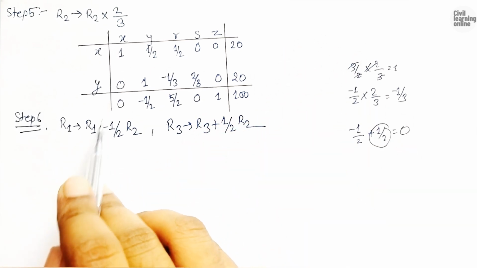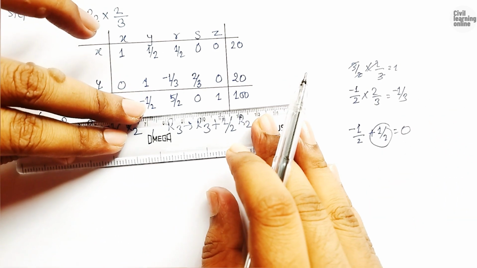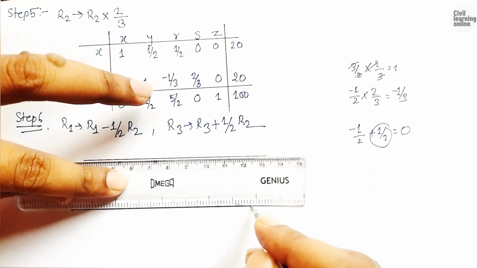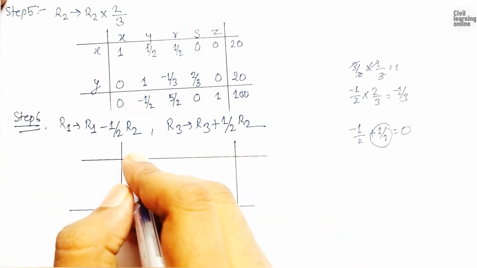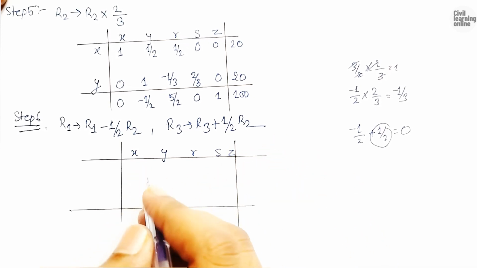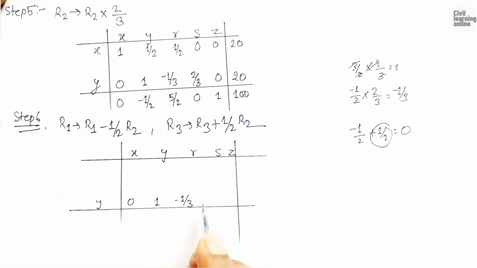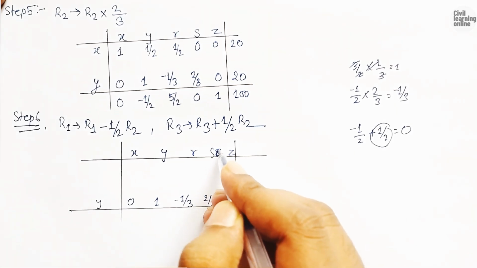Similar is the case with the elements of R1. So let us draw a table and solve it further. We have X, Y, R, S and Z, and we are doing operations on R1 and R3, so elements of R2 will be written as they are: 0, 1, minus 1 by 3, 2 by 3, 0, 20.